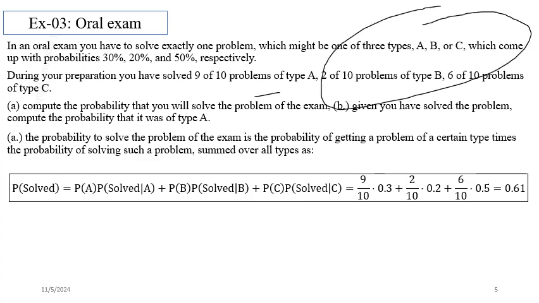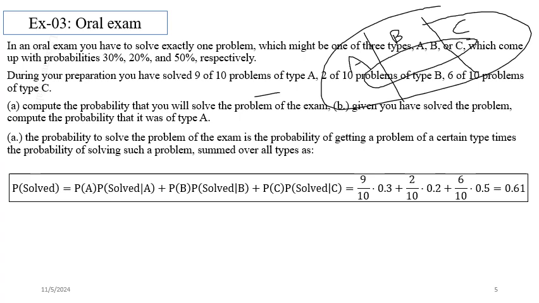Here you have to solve scenario C. All questions are divided into three categories A, B and C. Probability of A is given, probability of B is given, probability of C is given. So all these are given to you. That is the prior scenario. So what is the probability of solve? You have to attempt all types of questions, so probability of solve includes problems from all segments.